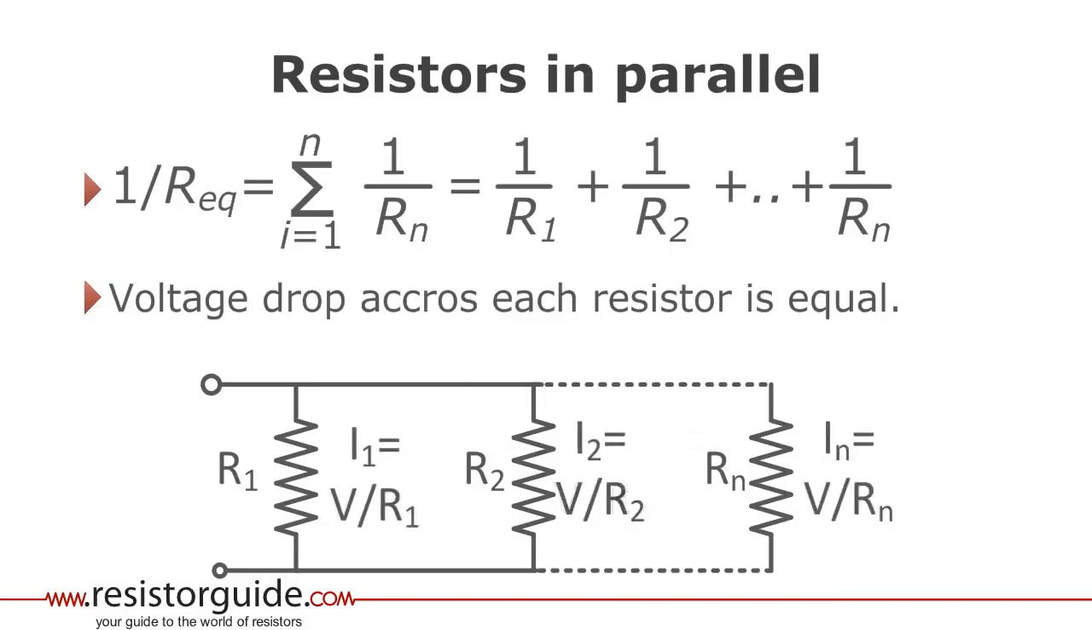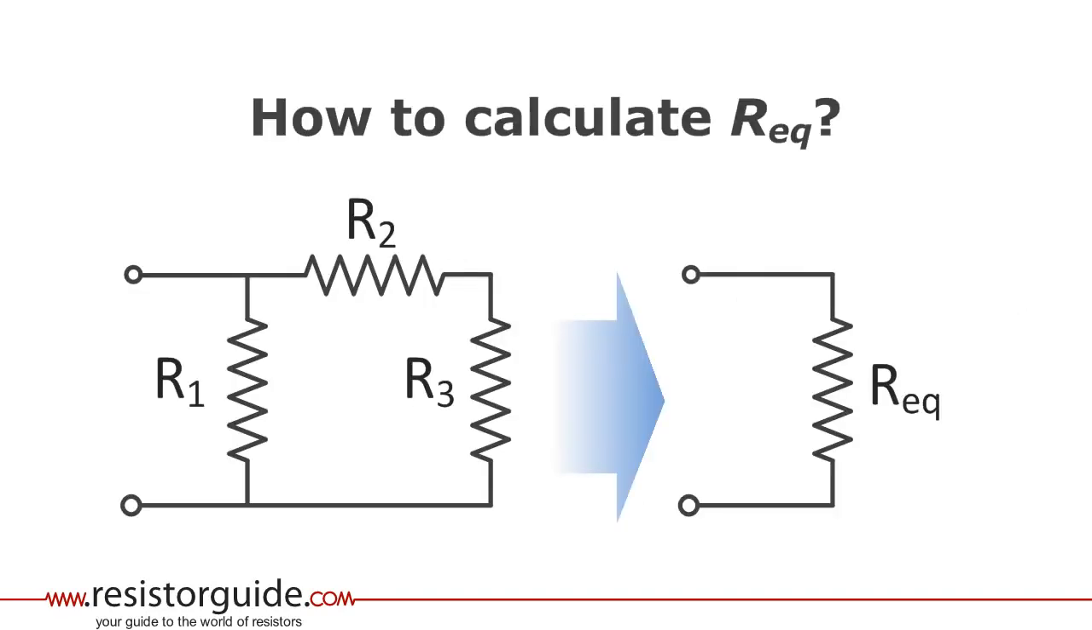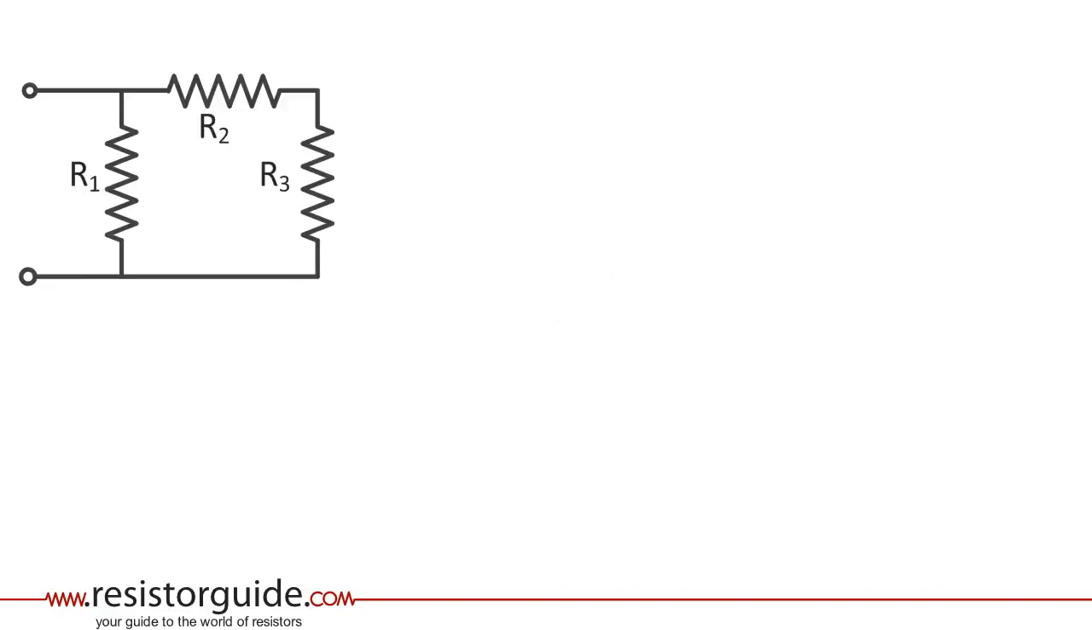Now we know how to solve circuits with resistors in parallel and circuits with resistors in series. But how can we solve a network with both resistors in series and parallel? We take an example of a simple circuit, and we want to calculate the equivalent resistance. We simplify the calculation by grouping resistors in series and in parallel.